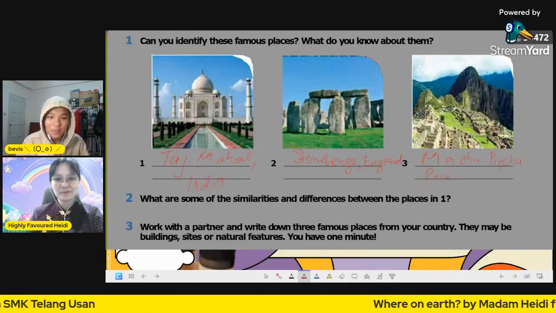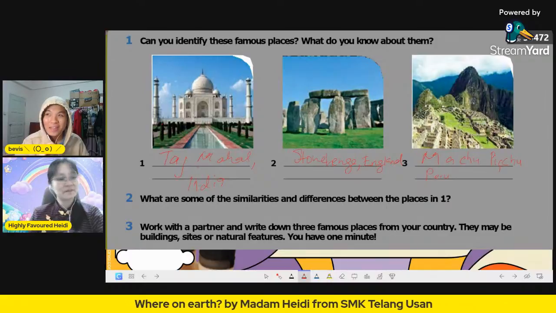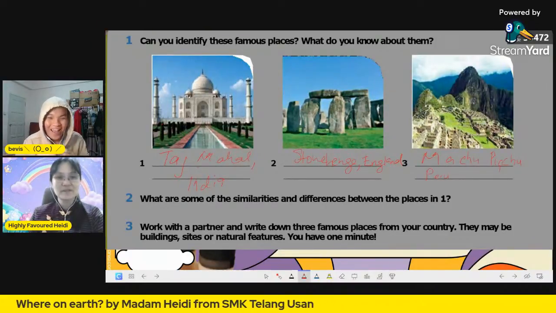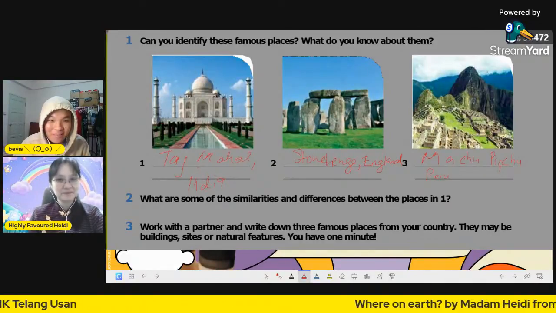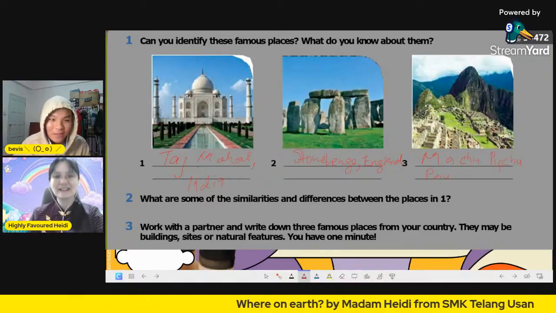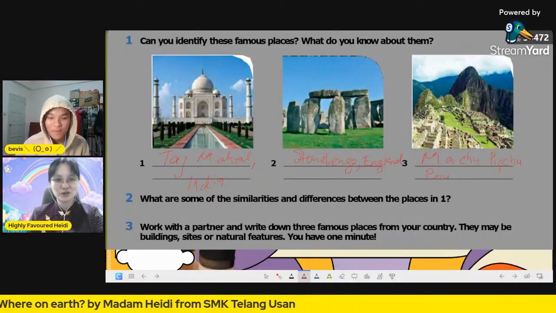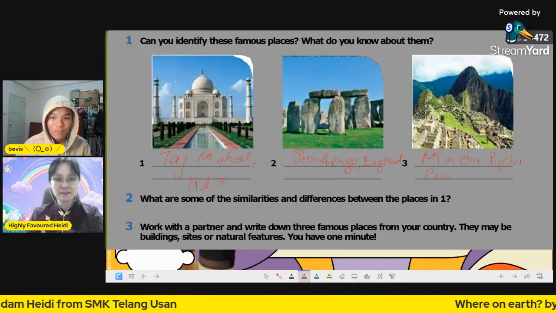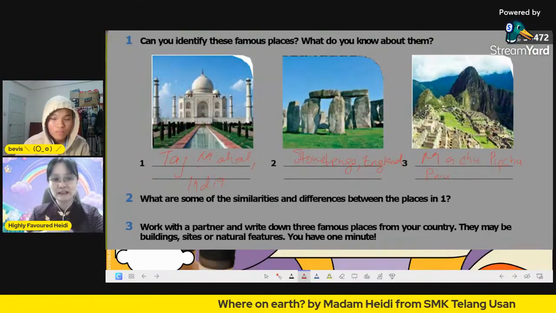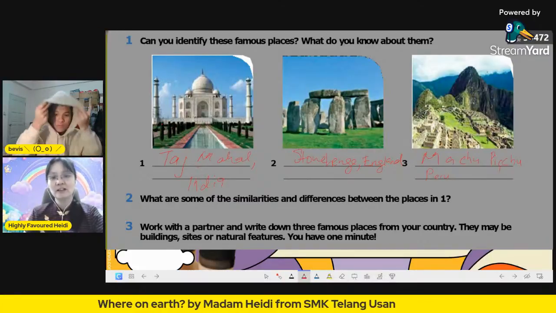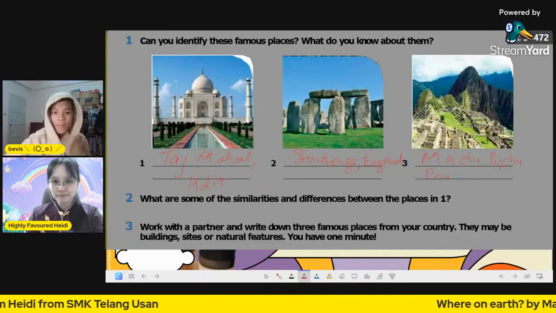I think the similarity is that they have, how to say, sejarah of them. Yeah, the history, that's right. And the difference, I think, is the place, maybe their culture. Yeah, difference in culture. Correct. I also thought of that as well. The similarity is all of these are historic places for that particular location. For India, Taj Mahal is a historic place, as well as Stonehenge and also Machu Picchu. But they are located in different localities.